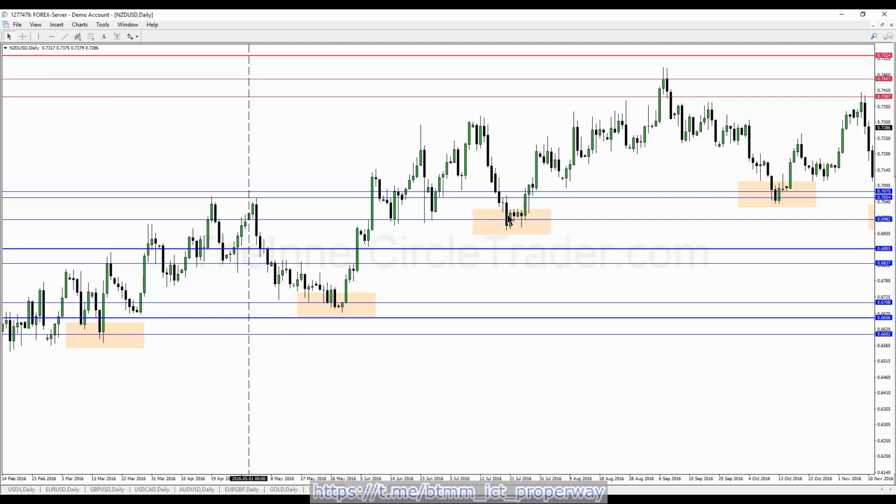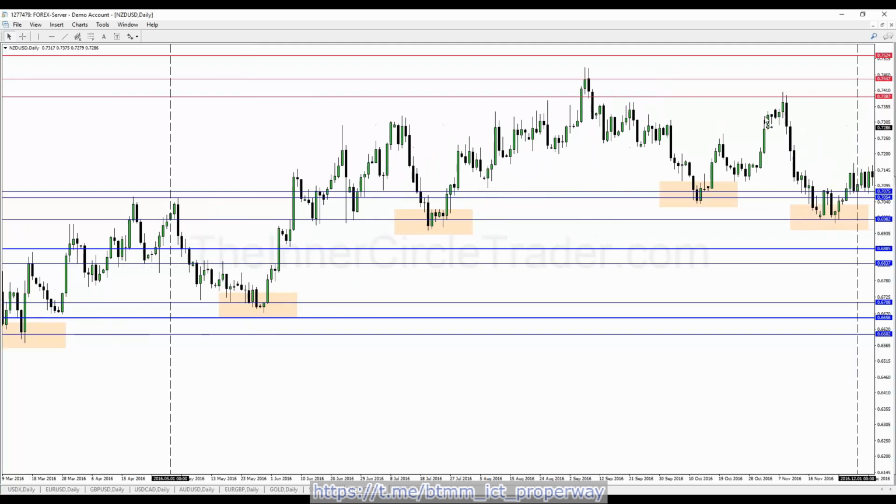This down candle here, bullish order block, gets capitalized again here. It rallies back up to what level? The monthly bearish order block. Let me scooch this over a little bit.